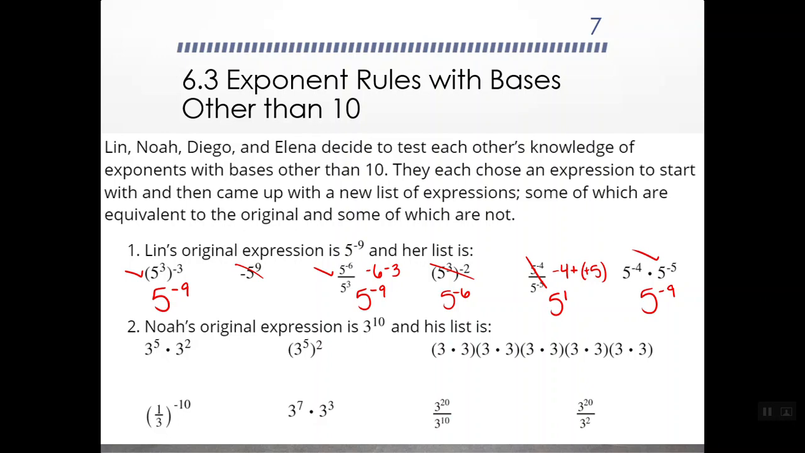Noah's original expression is 3 to the 10th. So what I'd like you to do here is pause the video and try to determine which of these 7 expressions in his list match 3 to the 10th, and then see if you're correct. So for the first one, we add exponents. This would be 3 to the 7th. Multiplying exponents, this is 3 to the 10th. Here again we have 3 to the 10th. This would be 3 squared to the 5th power, so this one works.